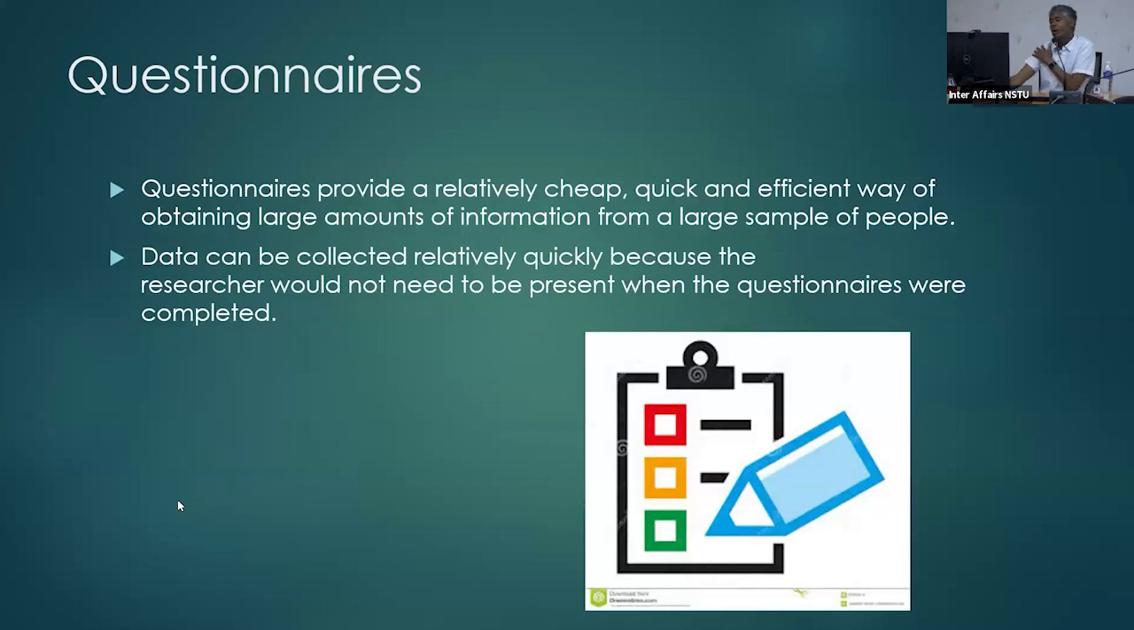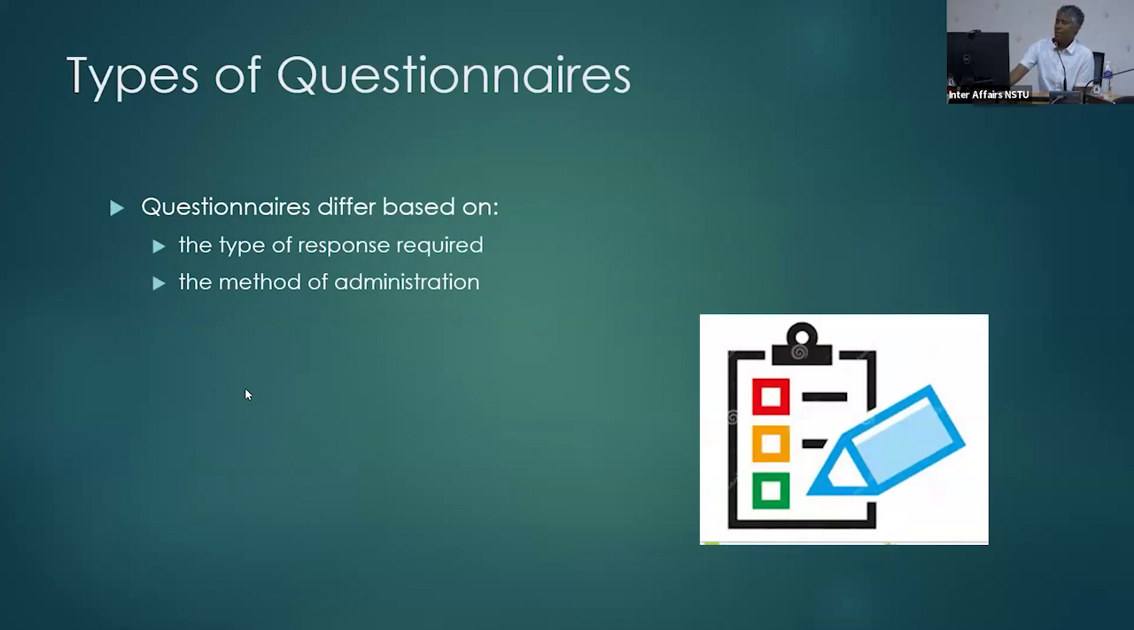So questionnaires, most of us are very familiar with them. They're used quite a lot in nursing and psychological research, behavioral research, because they're cheap and they're a pretty efficient way to gather a large amount of information from a large sample of people. So surveys, questionnaires, can be done quite quickly and accurately. But questionnaires can differ based on the response required and the way in which it's administered.